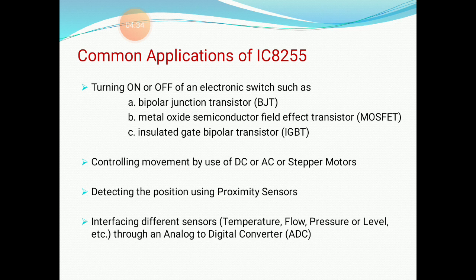And the 8255 is used for controlling movement of any object by use of DC motor or AC motor or stepper motor. And 8255 is used for detecting the position of any object using proximity sensors. The 8255 is used to interface with different sensors like temperature, flow, pressure, level through analog to digital converters.